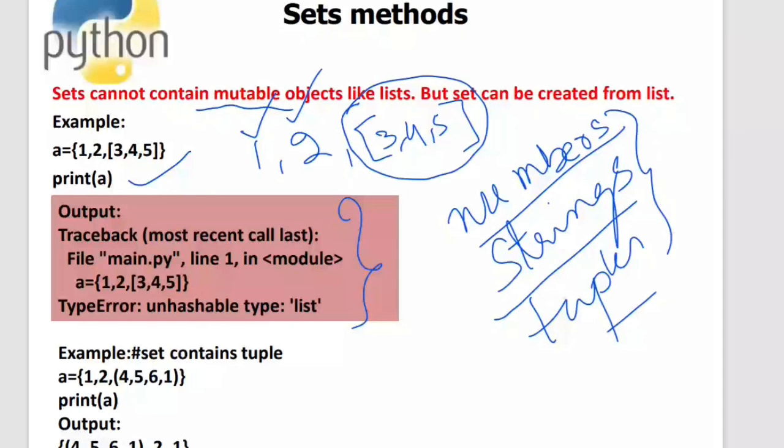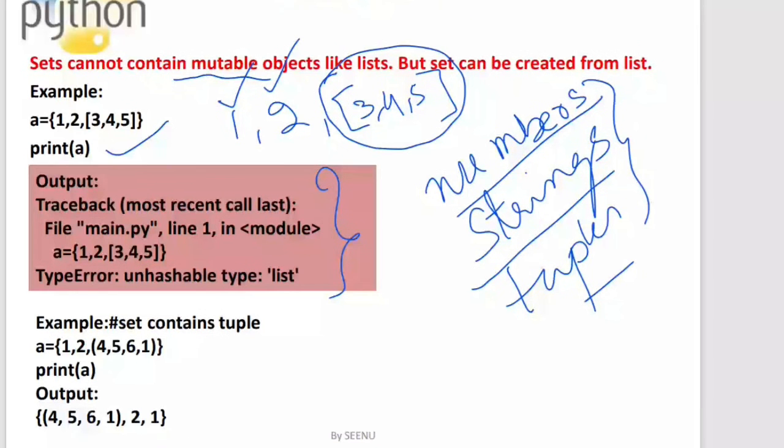Now coming to the next example, I just wanted to show you that tuples are accepted in a set. A list is mutable, you can change it. But tuples are like a static list; once created, you cannot change it. So tuples are accepted in a set, but lists are not acceptable because they are mutable objects. Here it is not giving me any error. It is just considering it as one of the elements in the set.